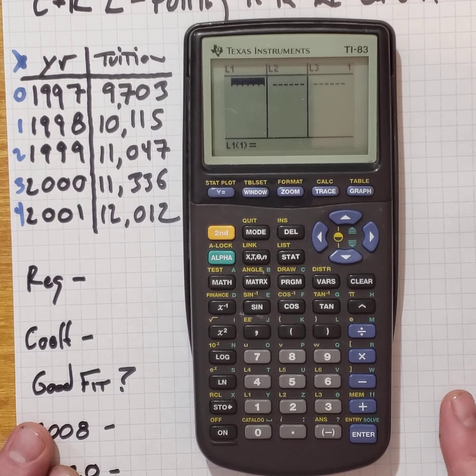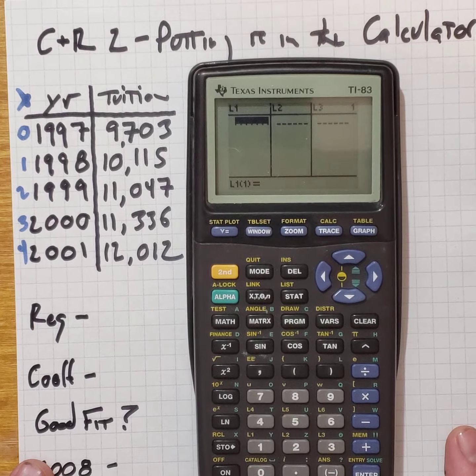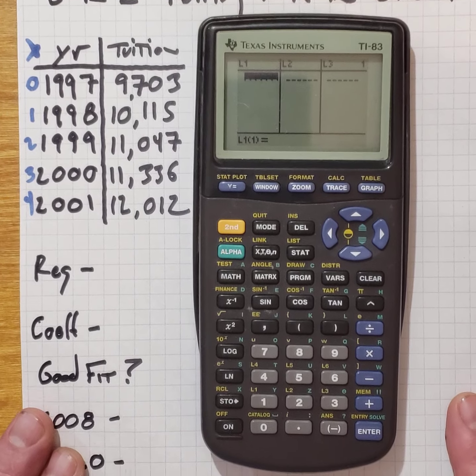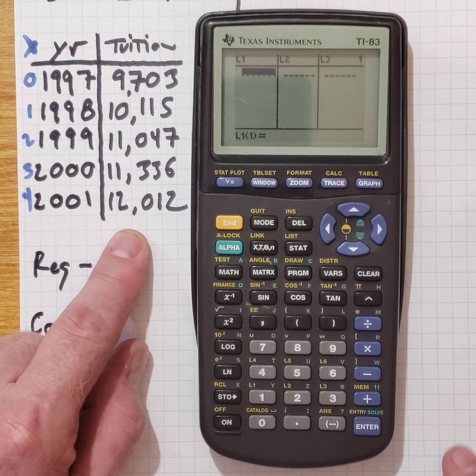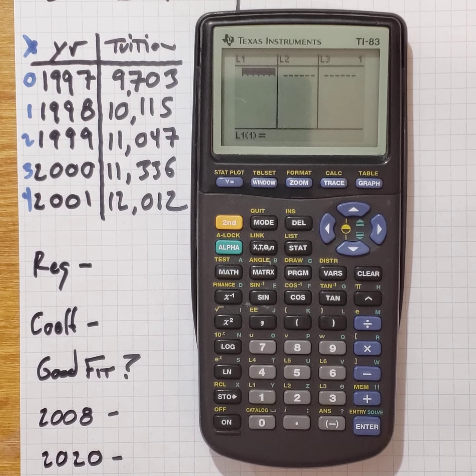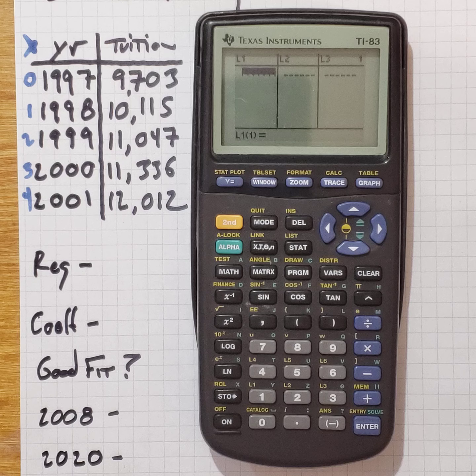All right, we've got an application here. Putting stuff in the calculator. We have some years and we have tuition. And this isn't Jefferson College tuition. This is out of the textbook. I don't even really know what it is. I didn't read the details. I imagine it's average tuition at state-run schools or something like that.